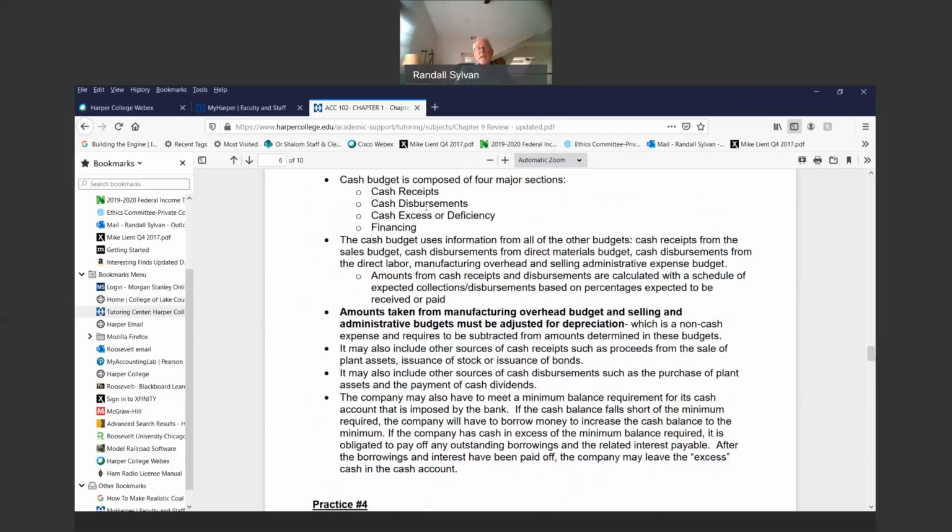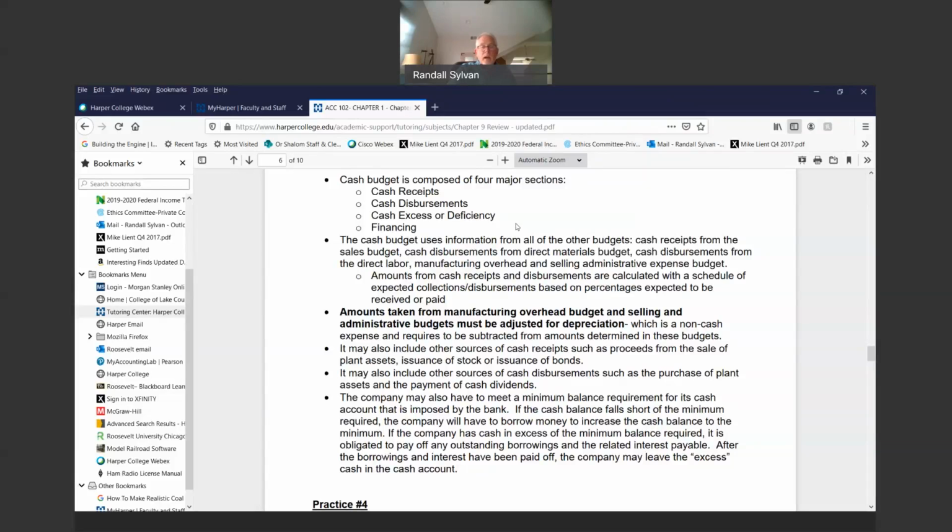And you may see questions that have three of these, okay? So you may start with your beginning cash. It may say, here's your cash receipts, here's your cash disbursements. You may have to figure out what your excess cash is and if you need to borrow money. Okay, so it's important to be able to understand how this formula works. And again, along the way, there are practice questions that you can use to make sure you understand these, okay?